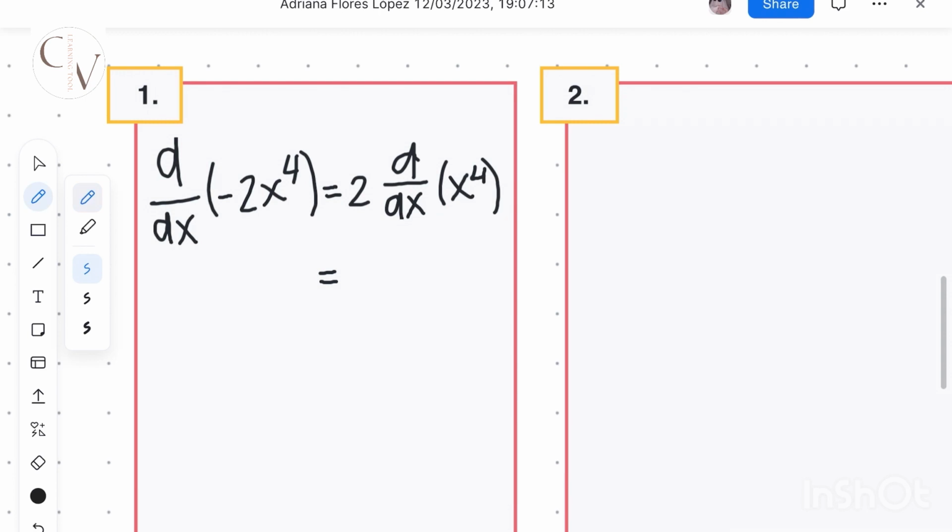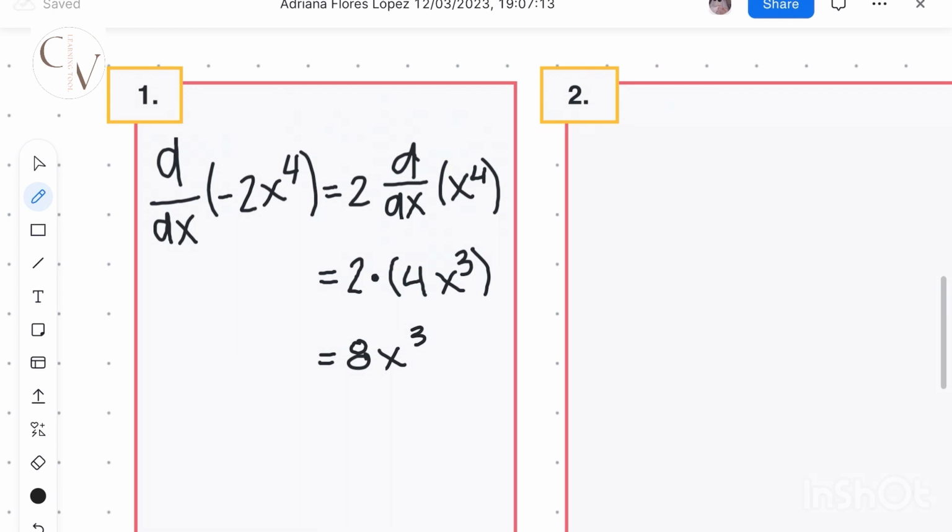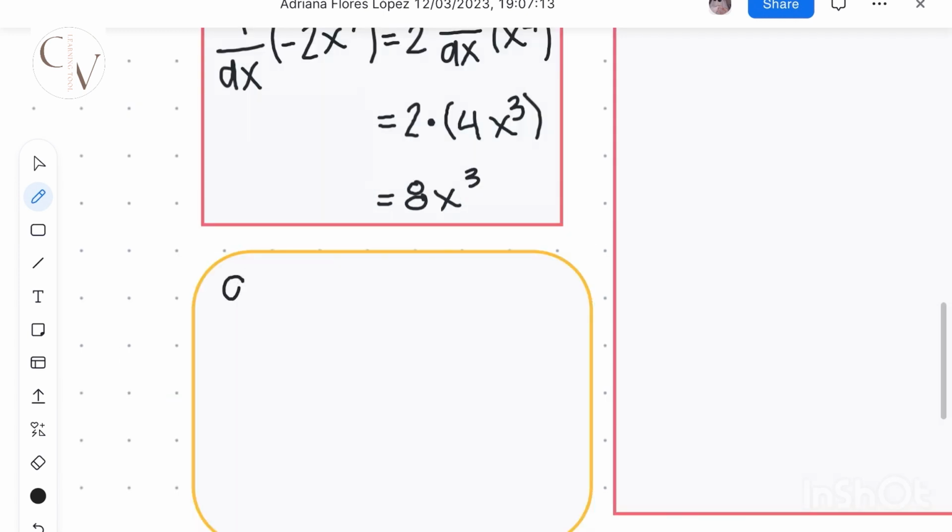So in the first term we should take the power rule of x to the fourth power, so it would be 4x to the third, and now we need to multiply it by 2. So our final answer for this first term would be 8x to the third power. So now, after finding our derivative for the first function, we're supposed to take the derivative of all our terms.